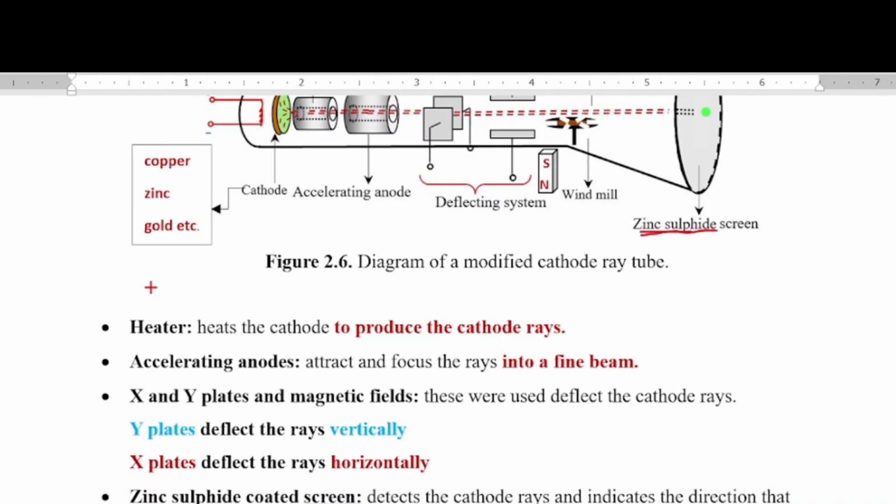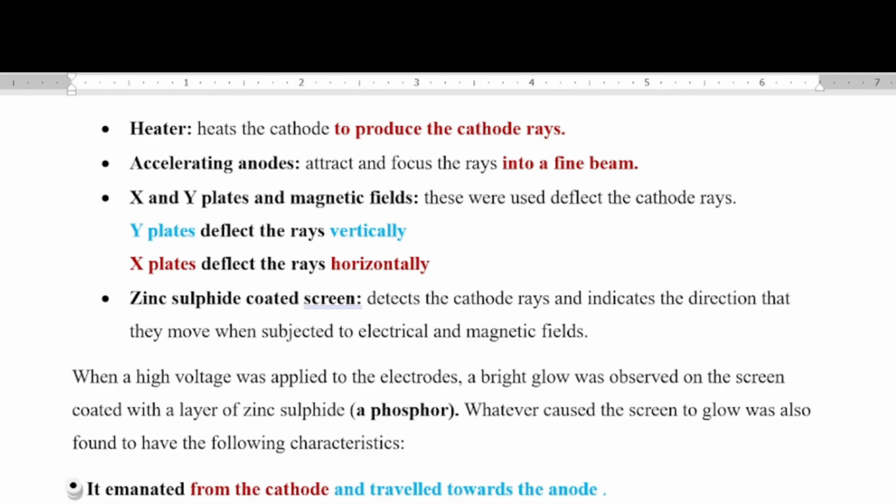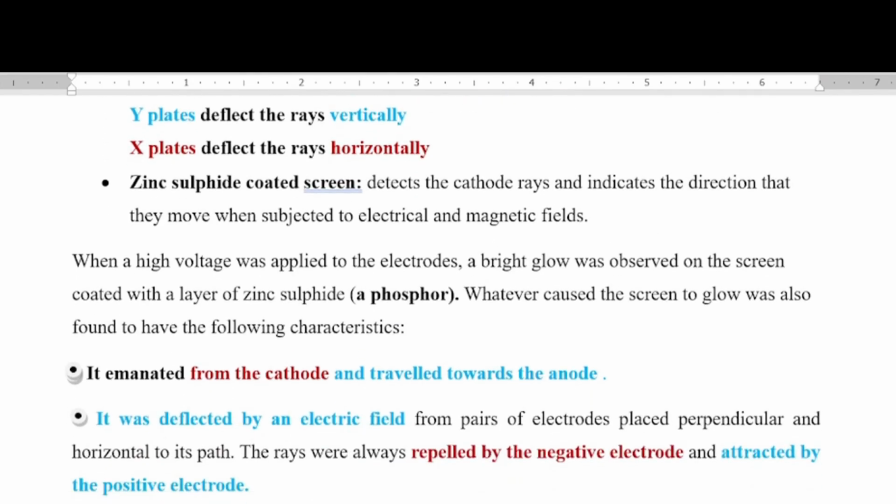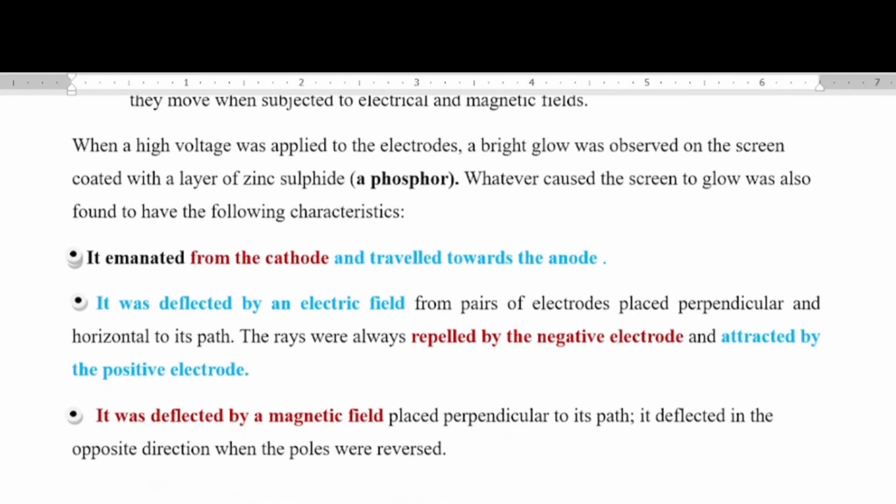This led Thomson to conclude that the cathode rays are fundamental particles of all elements and that they are subatomic in nature. He renamed these cathode rays electrons.